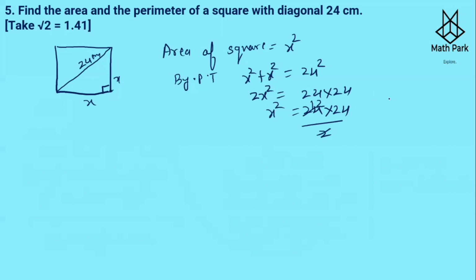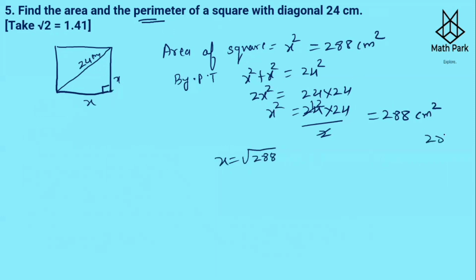You get this as 288 centimeter square, which is the area. Now to find the perimeter, we need to find the sides. So we have x is equal to root of 288.